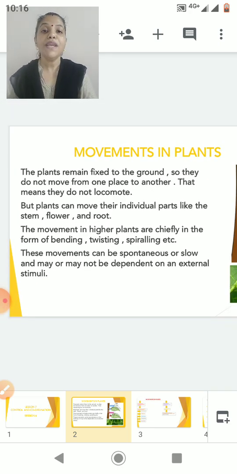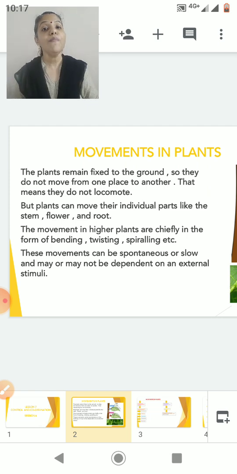The plants remain fixed to the ground, so they do not move from one place to another. That means they do not locomote. All of you agree with the fact? Yes. So plants do not have the ability of locomotion, but they can move the individual parts of their plant body. Like they can move the stem. You might have seen the stem moving towards the light. Okay, they can move the flower. You know that the sunflower faces the sun. And they can move the other part, that is the root. Okay, root always moves towards the water as well as soil.